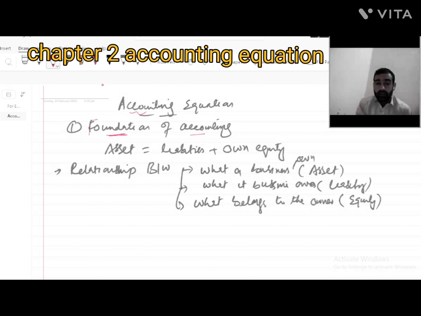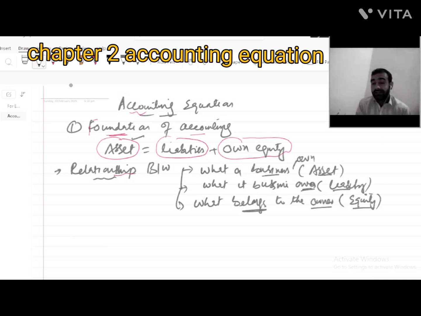So there is an asset, and the asset is financed by the liability, the money, the stuff you owe to others, and the owner's equity, the part the owner has invested in the business. Now this accounting equation shows the relationship between what a business owns, that is your asset, what the business owes, that is your liability that you need to pay in the future, and what belongs to the owner, that is the equity, the amount the owner has invested.